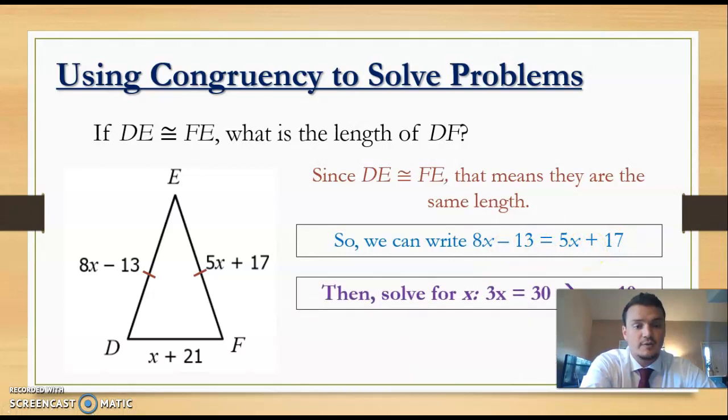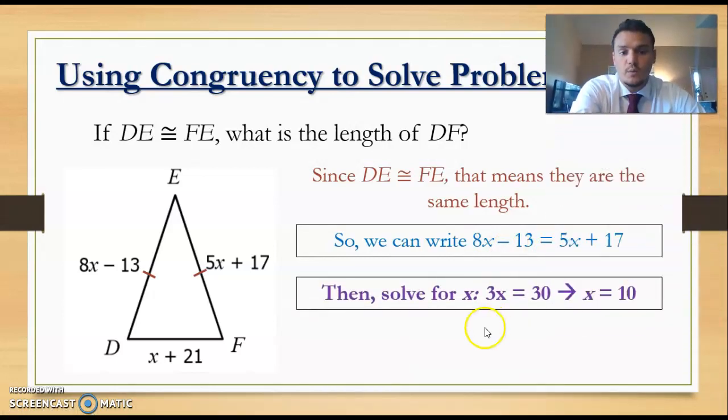And then we just solve it for x. So if I rewrite this equation, I would subtract 5x on both sides to get 3x. I would add 13 to both sides to get 30, and then divide by 3 and get x equals 10. Then we're trying to figure out what DF should be.